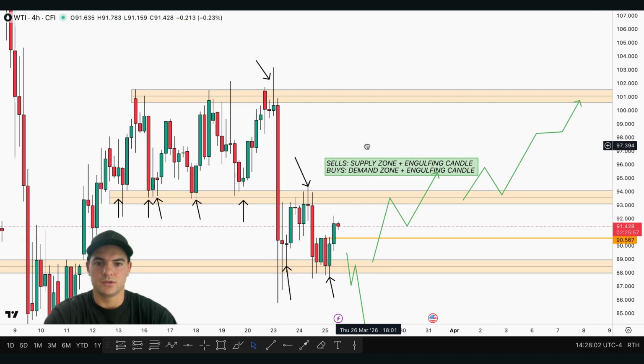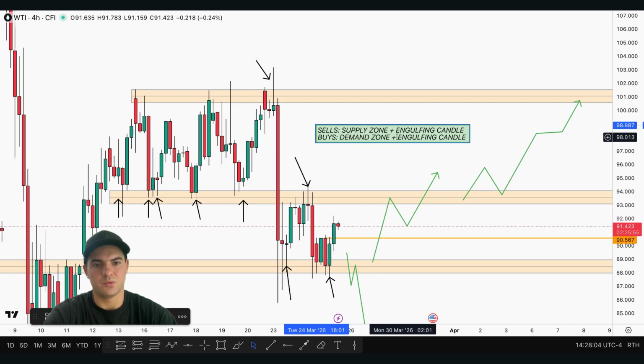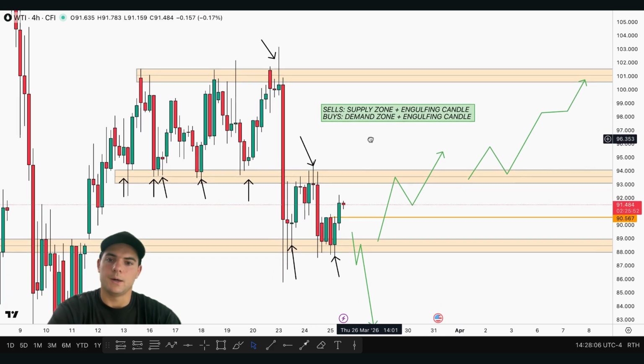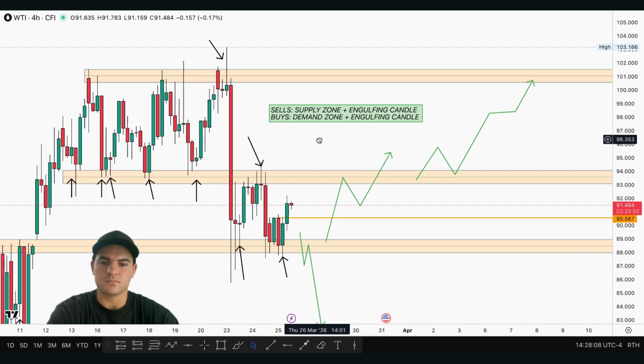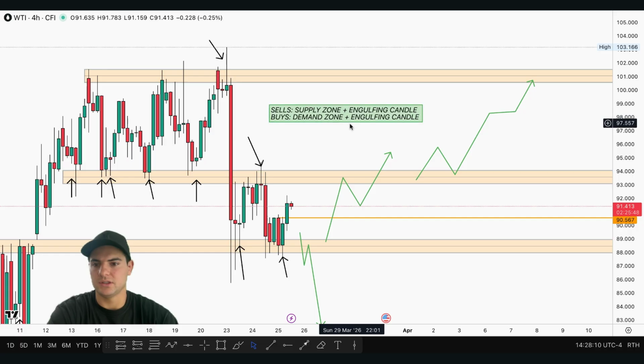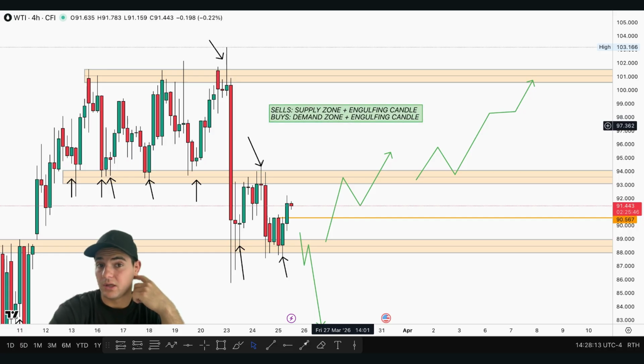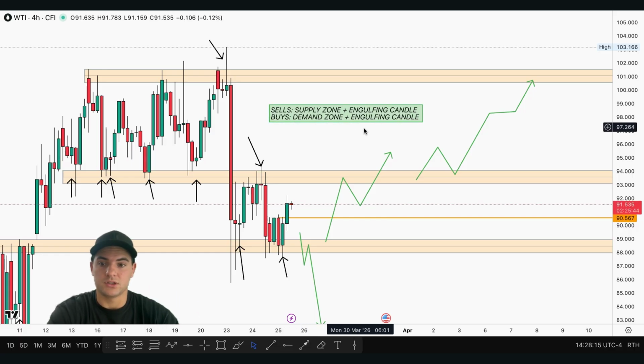All right, so yeah, this will help. The engulfing candles will help. So yeah, pretty easy. I feel like I'll probably start trading this in April, but I'll keep this pair on my watch list for the next couple of days.